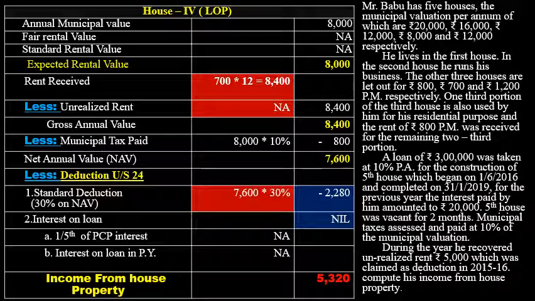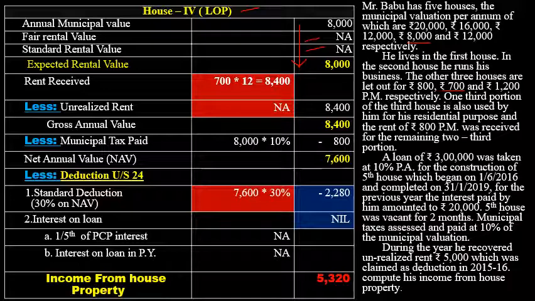The fourth house is a let out property and it was let out at rupees 700 per month in the previous year. So we will assess it as per the provisions of let out property. Annual municipal value is 8,000 for the fourth house, and standard rent and fair rental value not applicable. So therefore municipal value itself is the expected rental value.